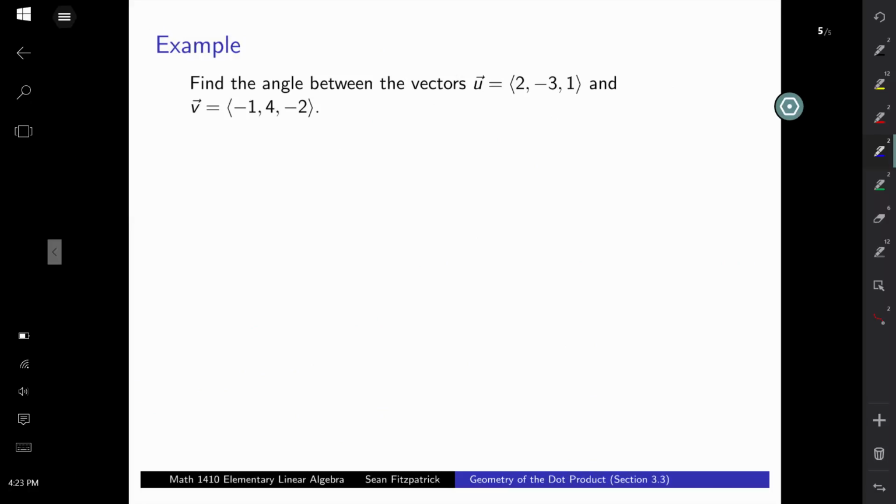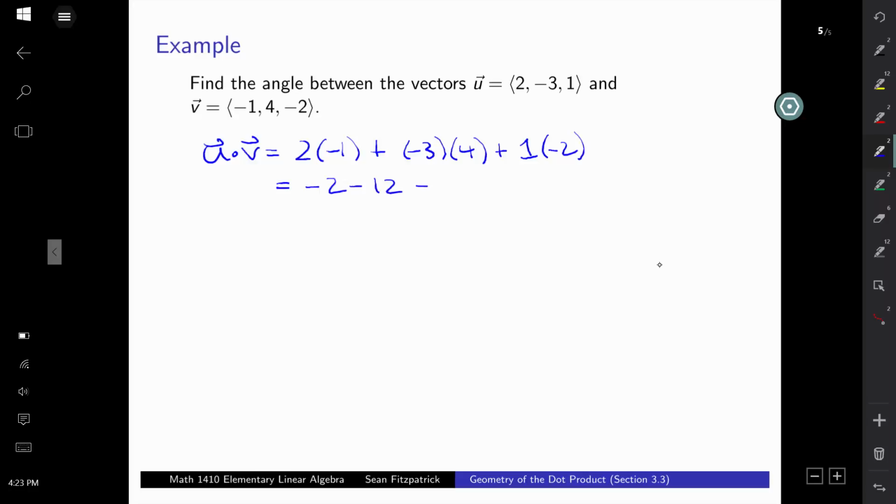So just as one more example, let's say we wanted to compute the angle between these two vectors, just to give us some more practice with computing dot products and computing magnitudes. Let's do the dot product first. u dot v: we multiply the x components, 2 times minus 1. We multiply the y components, minus 3 times 4. We multiply the z components, 1 times minus 2. So that's minus 2 minus 12 minus 2. We get negative 16 for the dot product.